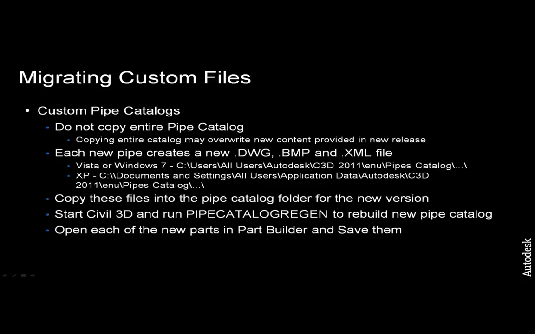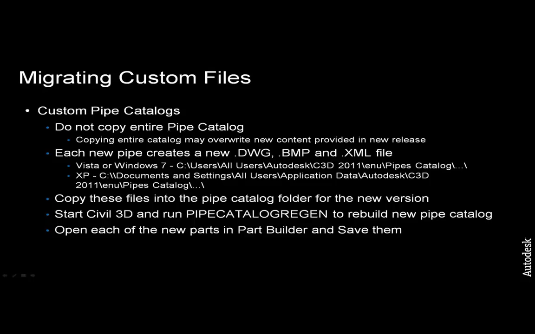When migrating a custom pipe catalog, do not copy the entire pipe catalog. Copying the entire catalog may overwrite the new content provided in the new release. Instead, each new pipe creates a new DWG, BMP, and XML file. You can find these files as listed here for Vista and Windows 7 and XP. Copy these files into the new pipe catalog for the new version.